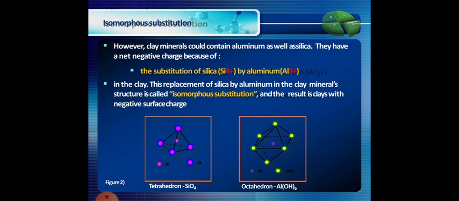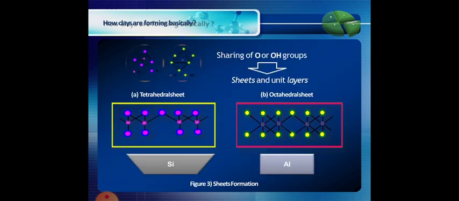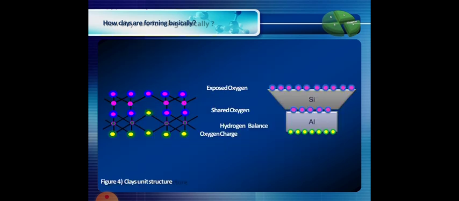Tetrahedron and octahedron are shown in the figure. How are these forming? Basically through sharing of O or OH groups, forming sheets and unit layers: the tetrahedral sheet and the octahedral sheet. How the sheets are forming you can observe in this figure. Clay unit structures are shown in the figure.